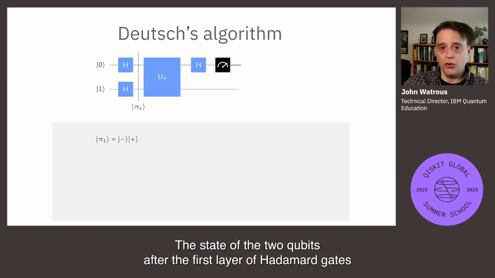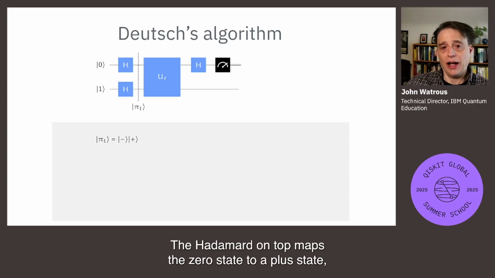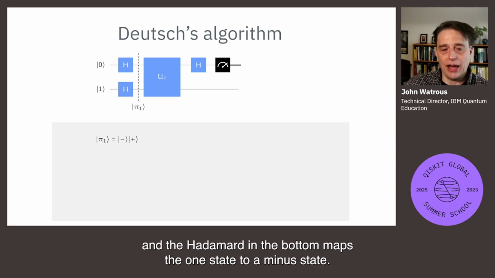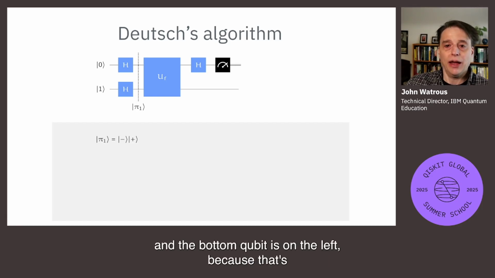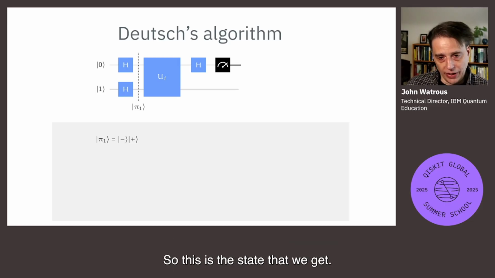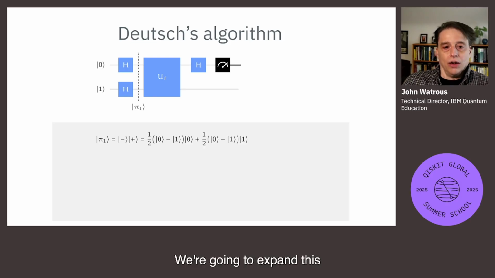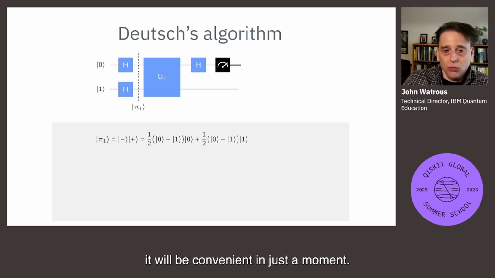The state of the 2 qubits after the first layer of Hadamard gates is the tensor product of the minus and plus states. The Hadamard on top maps the 0 state to a plus state, and the Hadamard on the bottom maps the 1 state to a minus state. Please note, by the way, that the top qubit is on the right, and the bottom qubit is on the left, because that's the convention that Qiskit uses for ordering qubits. So this is the state that we get. We're going to expand this state halfway, like is shown here. The reason for doing that may not be clear at this point, but it will be convenient in just a moment.